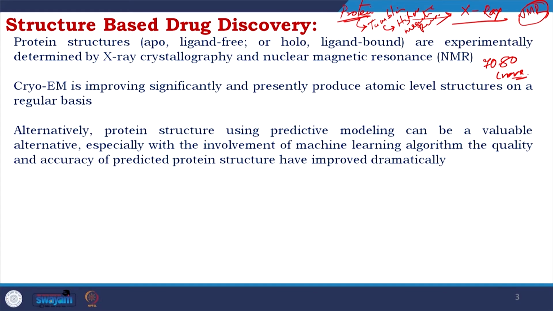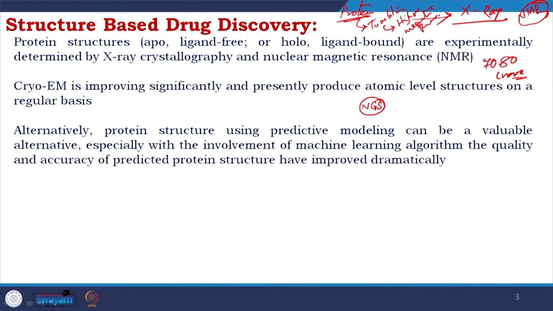Protein structure using predictive modeling can be a valuable alternative, especially with the involvement of machine learning algorithms. The quality and accuracy of predicted protein structures have improved dramatically, and I have already talked about it, but just to refresh your mind, in the year 2020, last year, the machine learning based fold prediction program AlphaFold 2 achieved a score which clearly says that the accuracy of structure prediction is at par with the experimental structure. So, this is a great step, this is a great improvement.